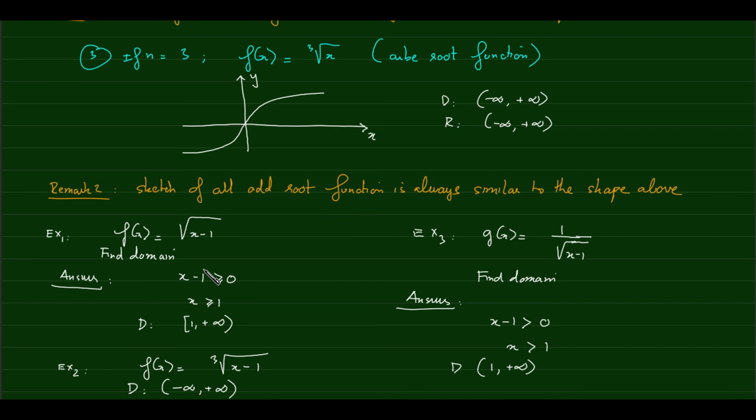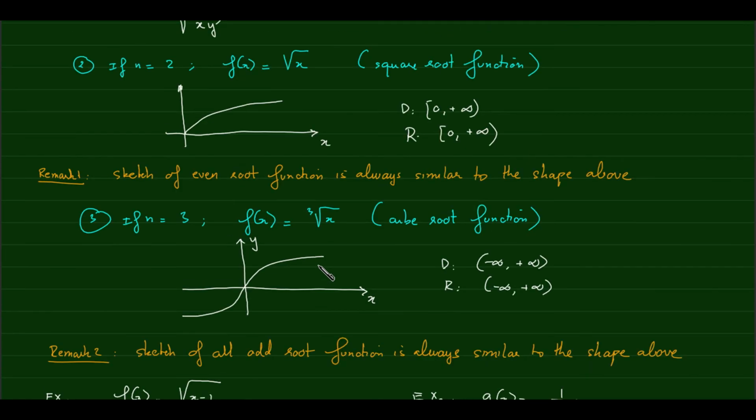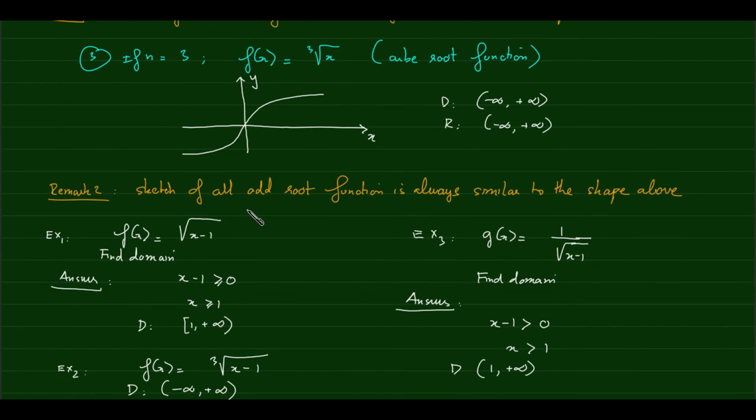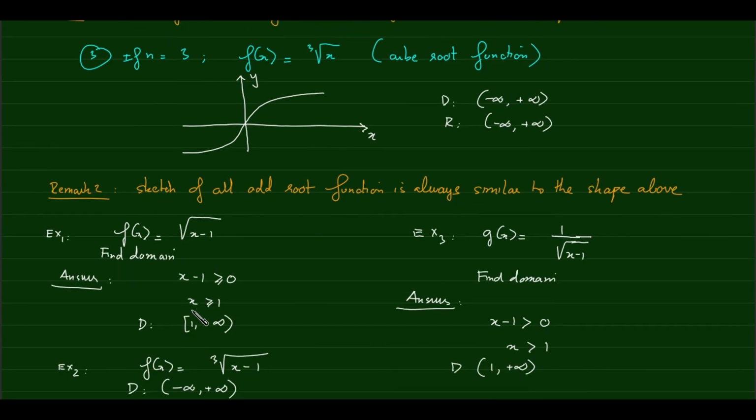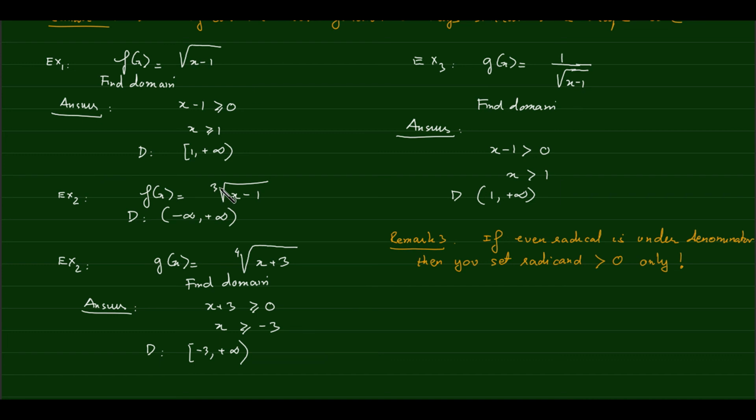Why do we have to do that? Because the radicand must be greater than or equal to 0. If it is less than 0, we cannot take the square root, right? So we set it greater than or equal to 0 and solve for x, and x is greater than or equal to 1, so the domain will be from 1 to infinity. So you see that it's different from this. The sketch of this one has the same shape, but the domain is different. Same thing for this: for n equal to 3, which is odd, the domain is always like that. For the even, again you have to set it greater than or equal to 0.